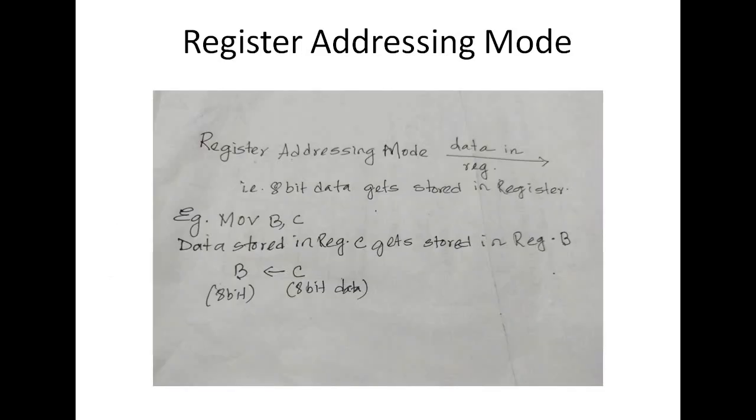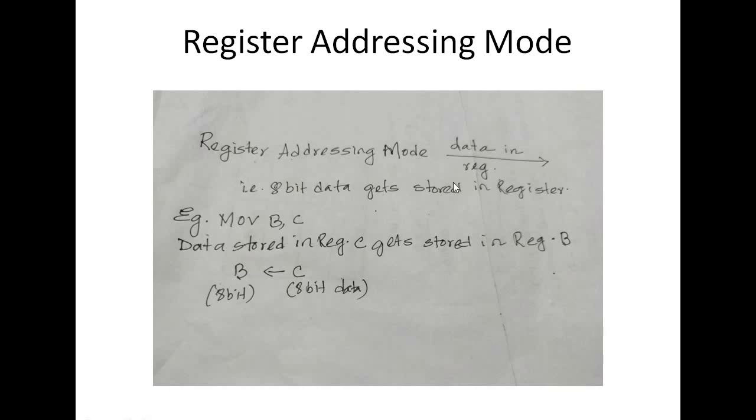Now let us go to the next addressing mode, that is register addressing mode. What is register addressing mode? In immediate addressing mode, what have we seen? We have seen that the data was given in the instruction, right? But here in register addressing mode, the data is given in the register.